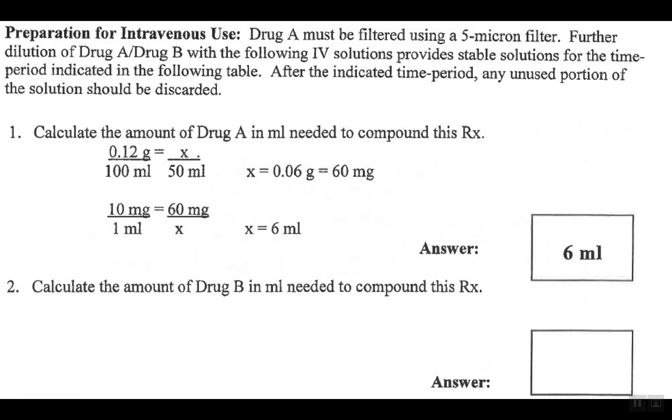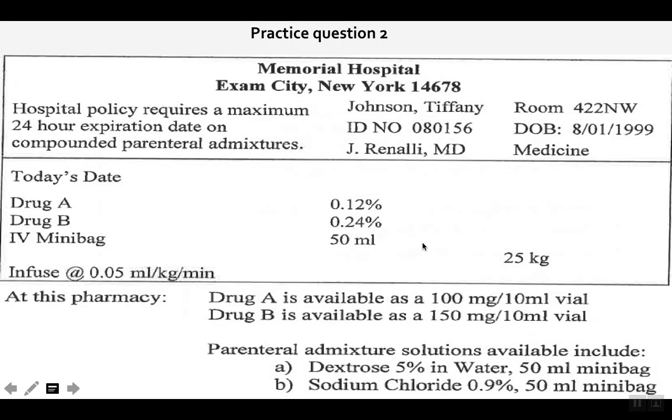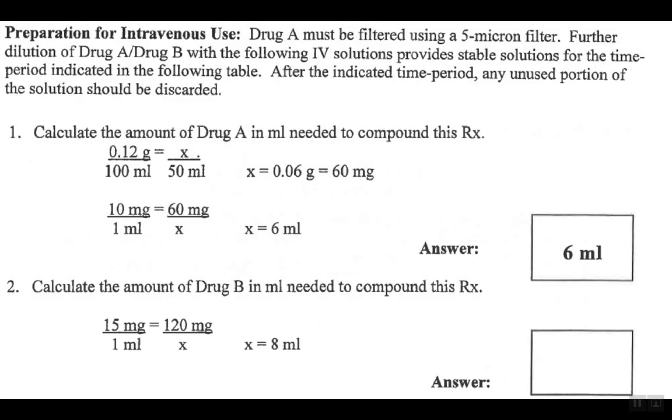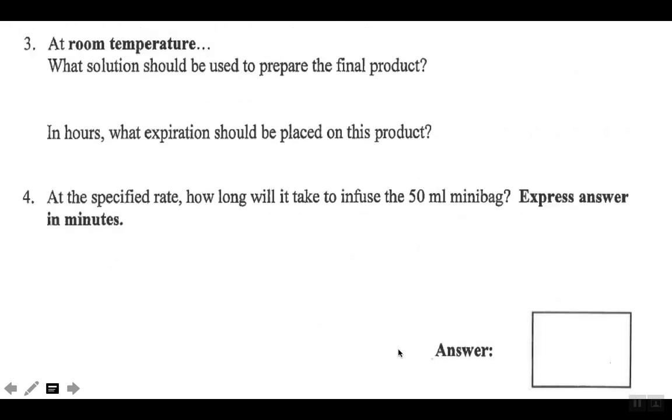Calculate the amount of drug B in mLs needed to compound this Rx. Remember, drug B is 0.24%, so that will be 0.24 grams in 100 ml. We're making 50 ml, so 0.12 grams in 50 ml. Okay, and that's the same as 120 milligrams. The vial is 15 milligrams per ml. You cross multiply, solve for X, you get 8 ml.